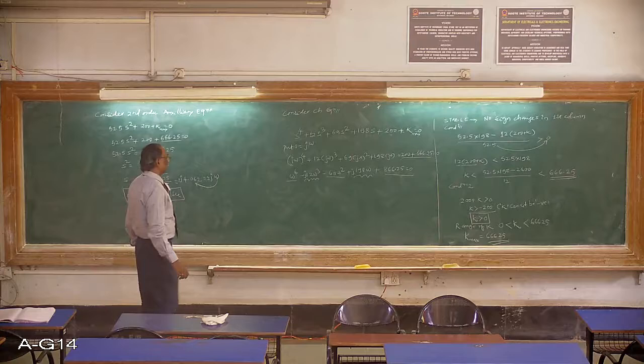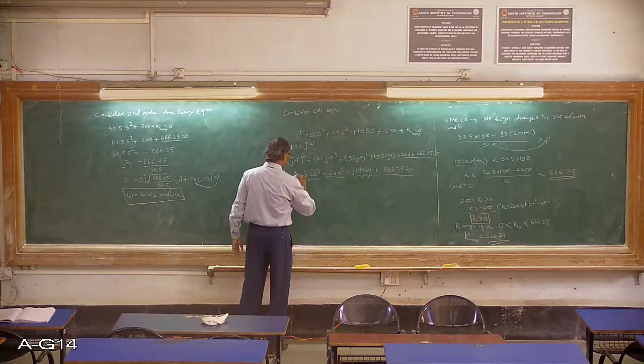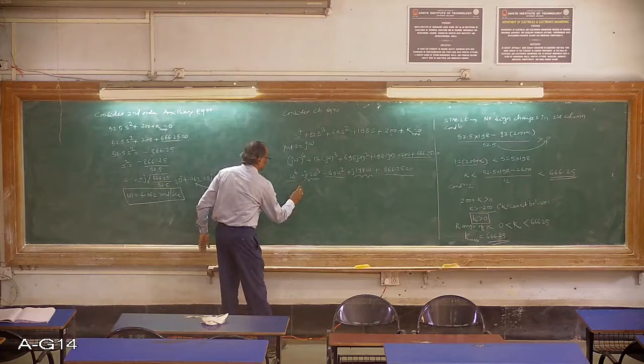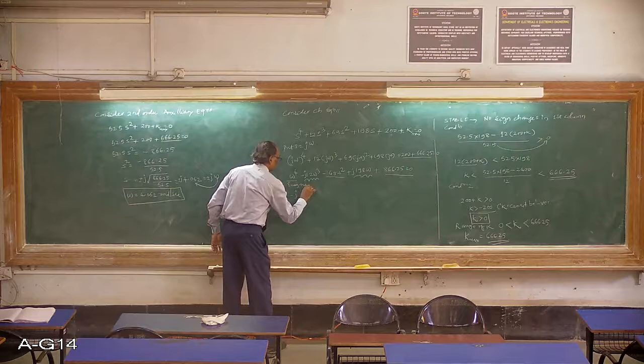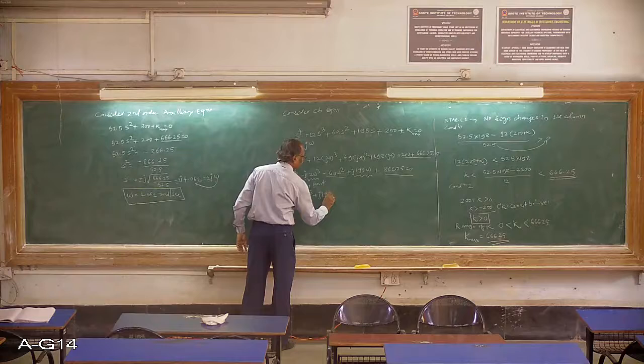You can equate either the real part or the imaginary part to 0. I will take the imaginary part, it will be easier. If you take the real part, it becomes a quadratic equation. If you take the imaginary part, it is just a simple equation. The imaginary part: minus j 12 omega cube plus j 198 omega.